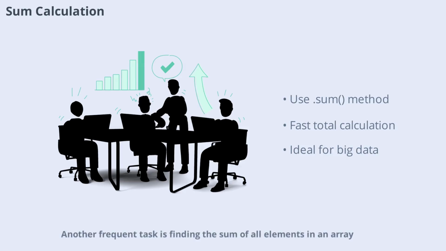Another frequent task is finding the sum of all elements in an array. NumPy makes this easy with the sum method. Just like with the mean, you can call r.sum() to get the total of all values in your array. This is especially useful when working with large datasets where manual calculations would be time-consuming and error-prone.